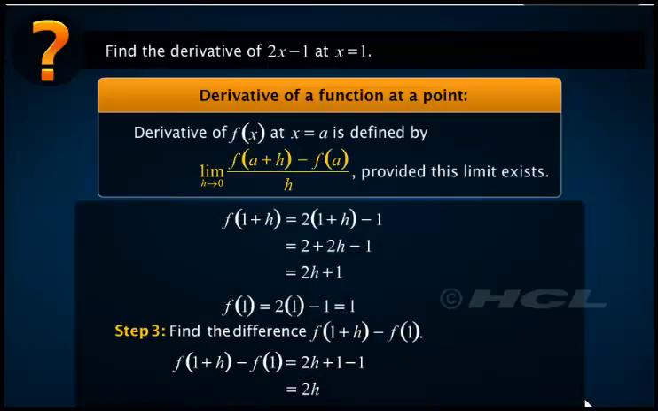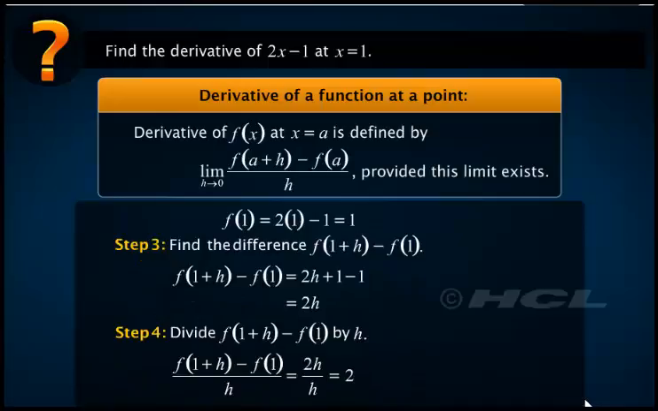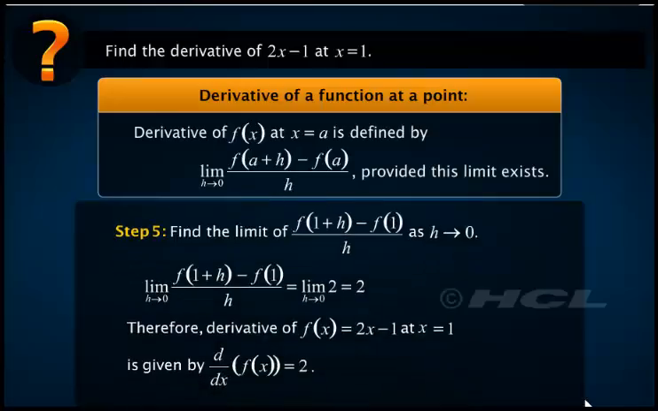Next, since the numerator in the formula is the difference of the function values at a plus h and a, we find the difference f of 1 plus h minus f of 1 and simplify. Now, we divide the obtained result by h. Therefore, finally on finding the limit of the obtained result, we obtain the derivative of the given function at x equals 1.